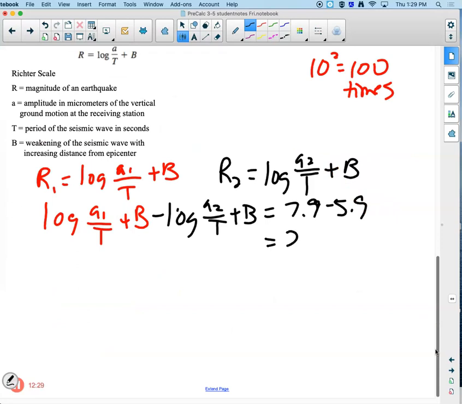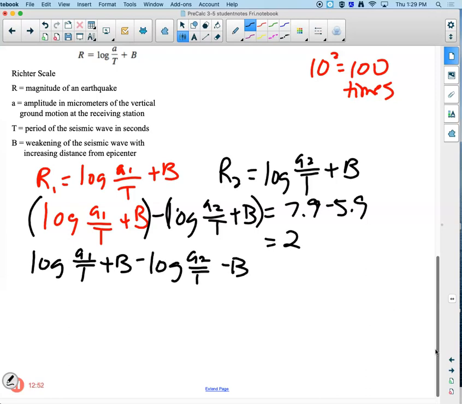So on the right-hand side, pretty obviously, that's going to be a 2. On the left-hand side, I see that, well, they're both base 10 logarithms. I could condense those two, but I first have to take care of subtracting everything to see what the difference is. So logarithm of A sub 1 over T plus B minus logarithm of A sub 2 over T plus B has to equal 2. And I see that if they use the same B value, the B's are going to cancel out, that weakening of the seismic wave with increasing distance from the epicenter.